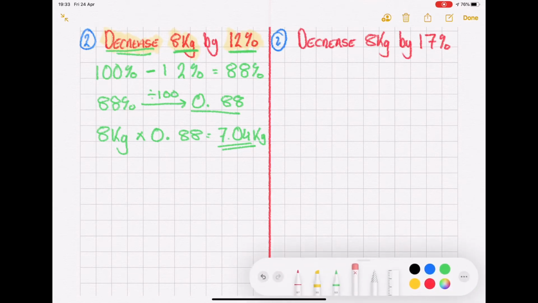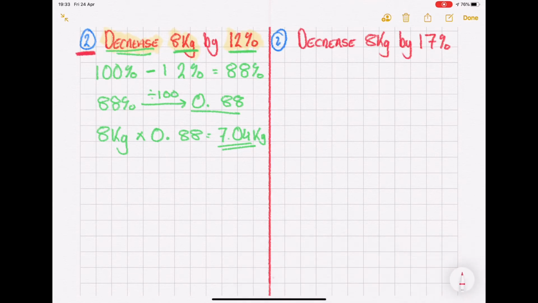Okay, so pause the video here, copy out the working for that left-hand example, and then have a go at this right-hand example. And once you've done, play the video again and I'll go through the answer.